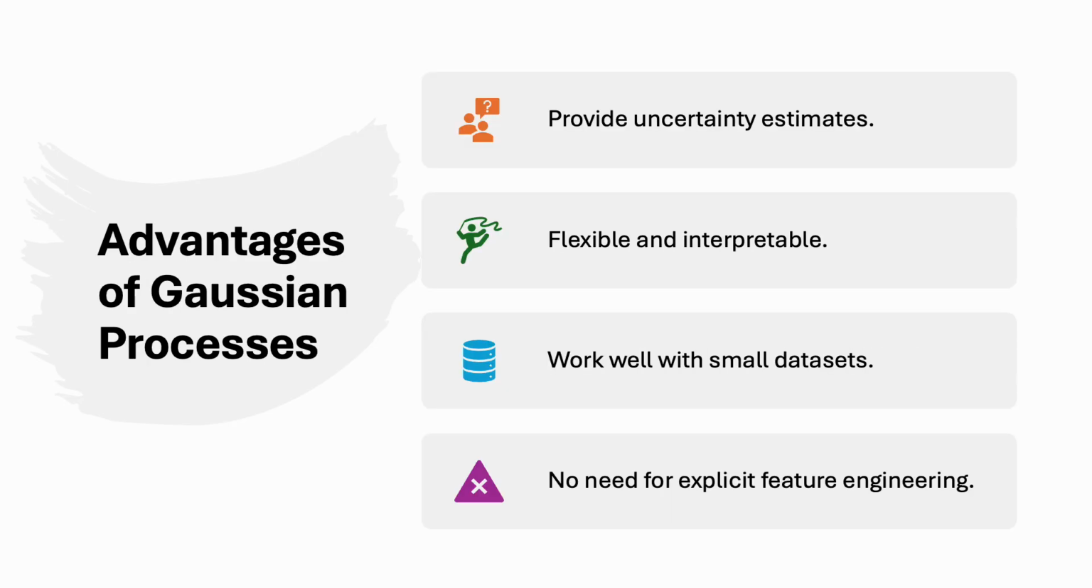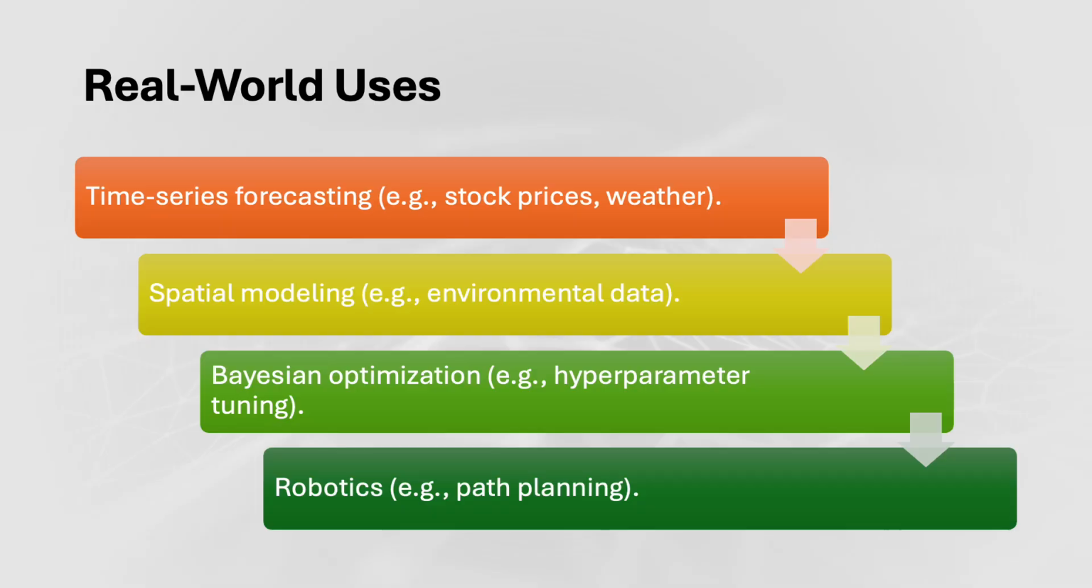Advantages of Gaussian processes: they provide uncertainty estimates, are flexible and interpretable, work well with small data sets as well, and need no explicit feature engineering. That is also a part of the thing that you must know, as I have shared with you two examples. One is the university student management system, and the other one is the healthcare system, and how we deal with the patients' data by applying GPs and kernels.